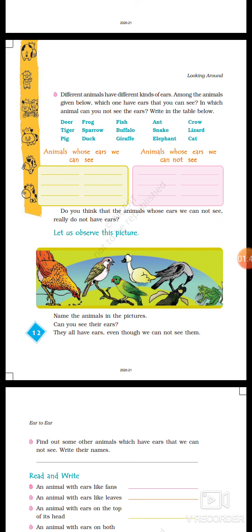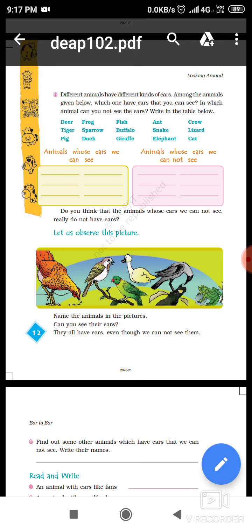Different animals have different kinds of ears. Among the animals given below, which ones have ears that you can see? In which animals can you not see the ears? Write in the table below. Animals whose ears we can see, write in the green box, and animals whose ears we cannot see, in red.